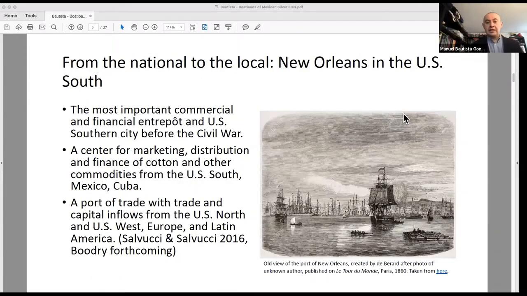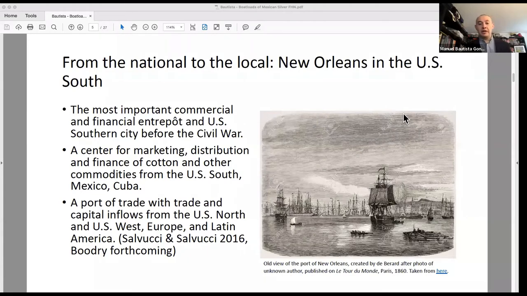So then I had to figure out which place I'm going to be looking at, as it would become very difficult to do a reconstruction for the whole period for several ports. I went with New Orleans, and New Orleans is quite interesting at the time because it is a main southern trade port and financial center. It is a center for marketing, distribution, and finance of the main U.S. southern export, that is cotton.